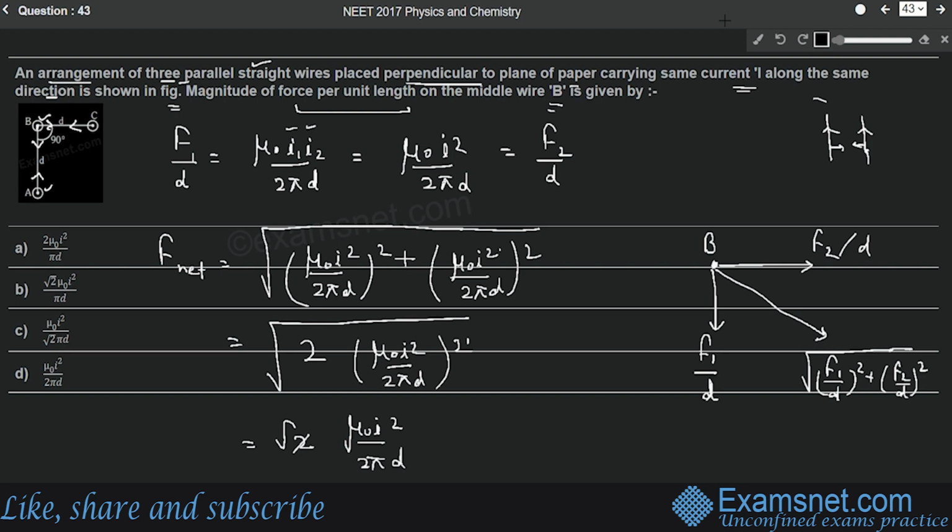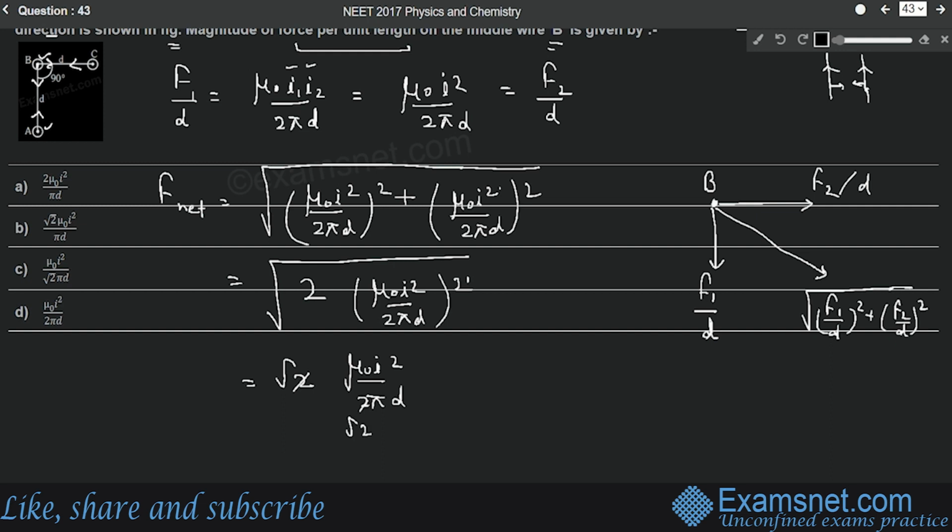Now this root 2 will be simplified here with the 2, so it will be μ0 I square by root 2 πd. So this will be the net force per unit length. That means option C should be the correct answer.